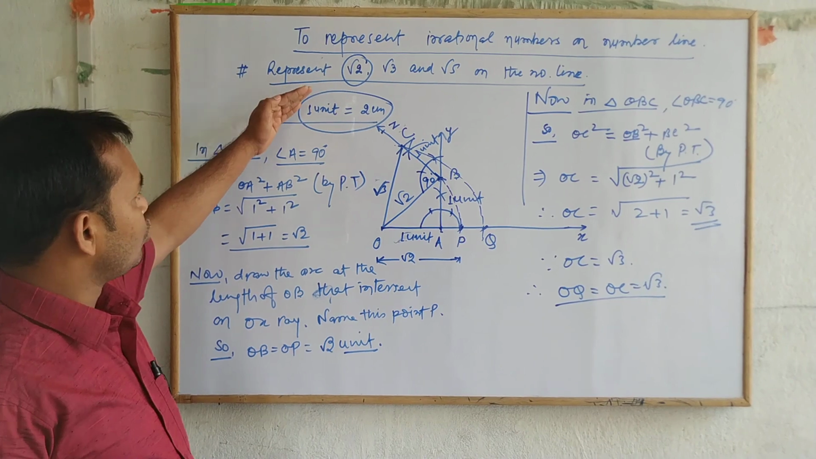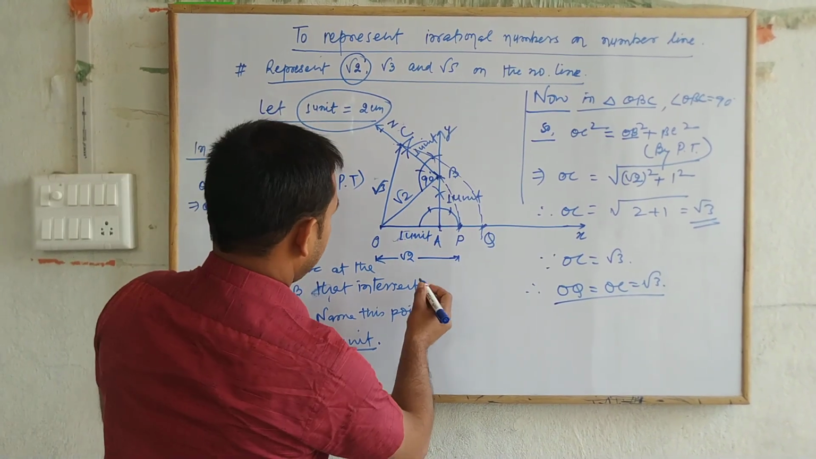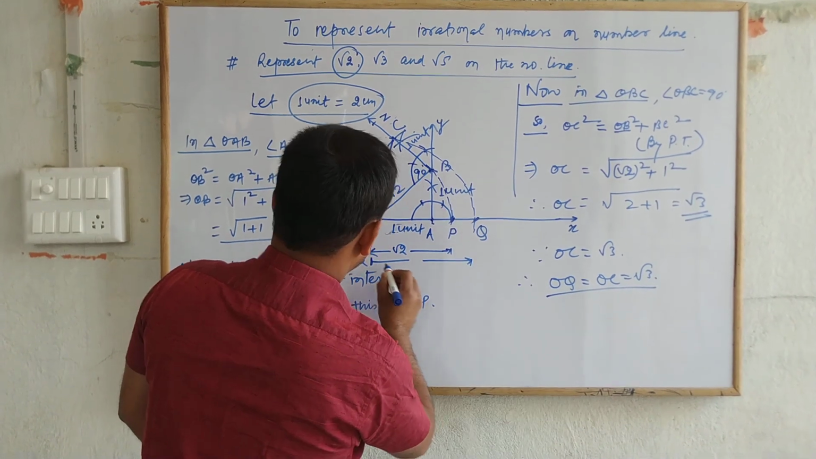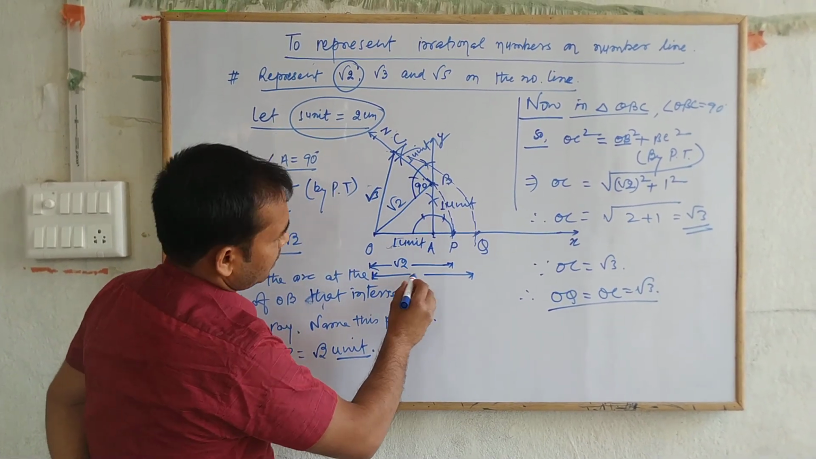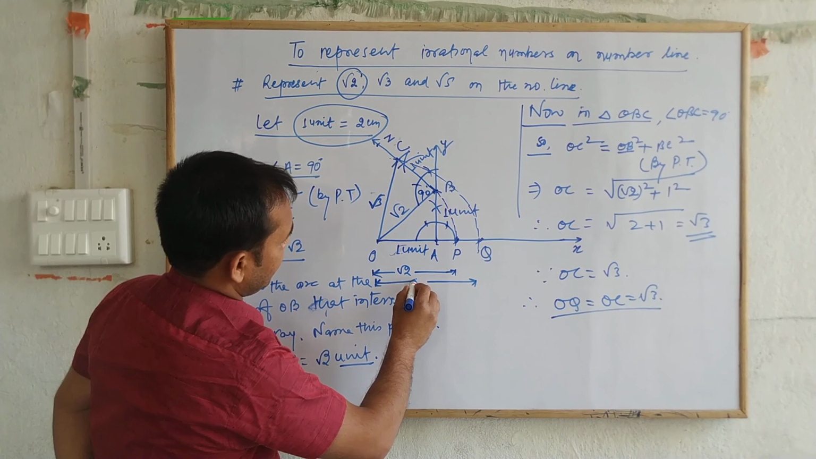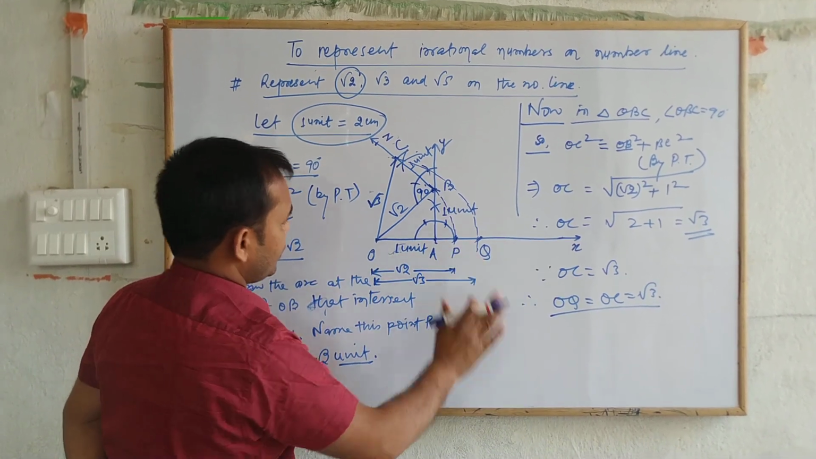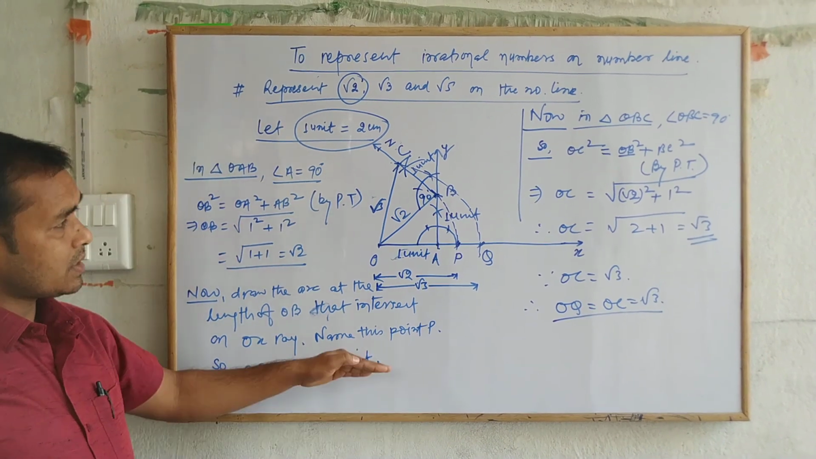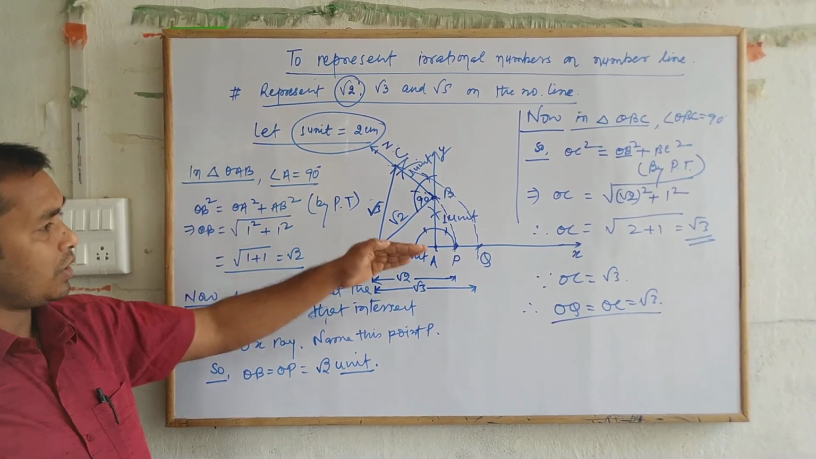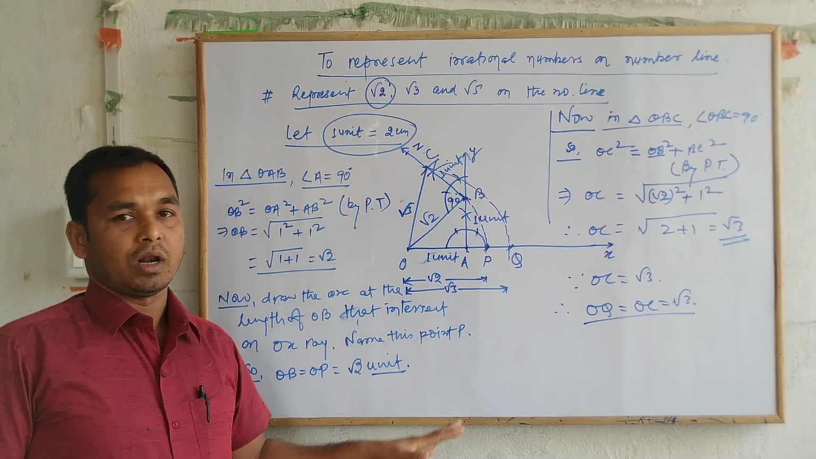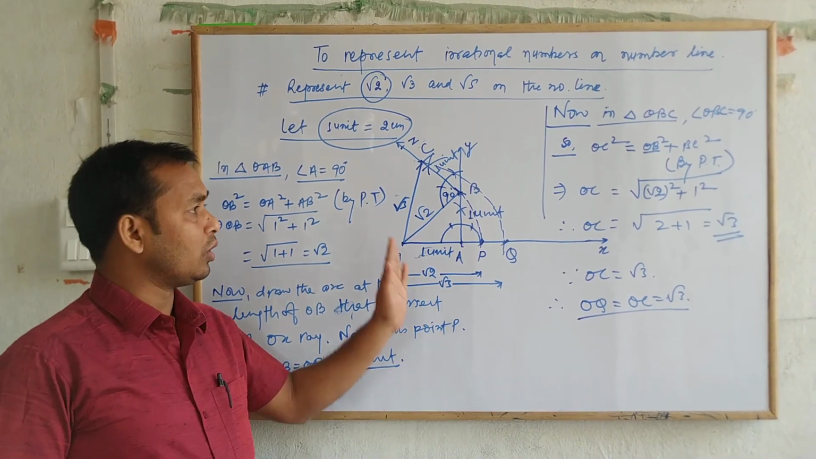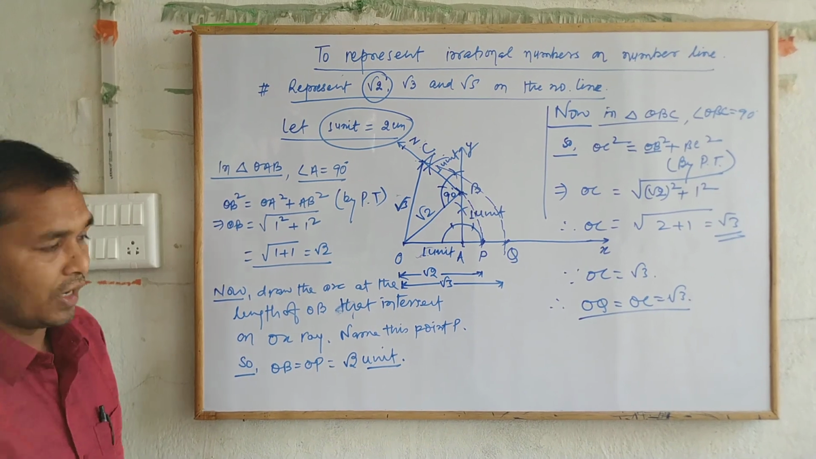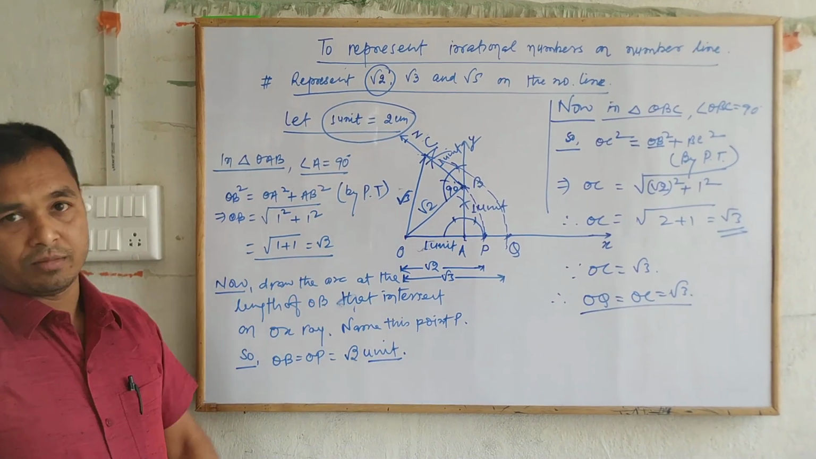Now, root 2 and root 3. Here, we can show this by drawing the straight line OQ, which is equal to root 3. On the basis of root 2, root 3, we can draw more irrational numbers on the number line. Now I am going to tell you how we can draw root 5.